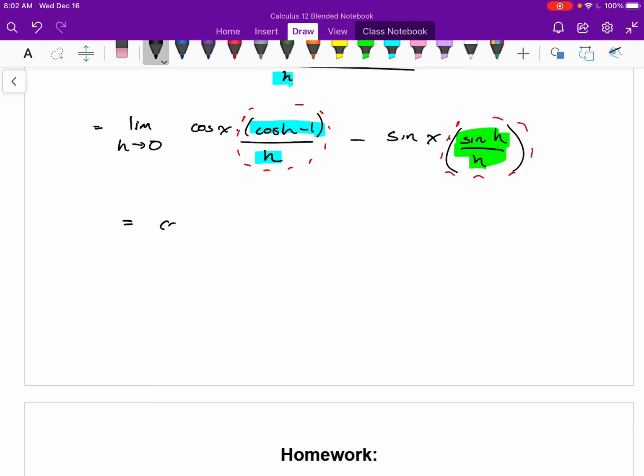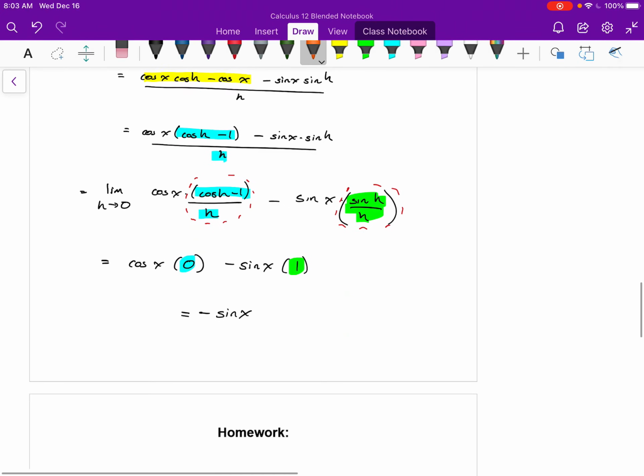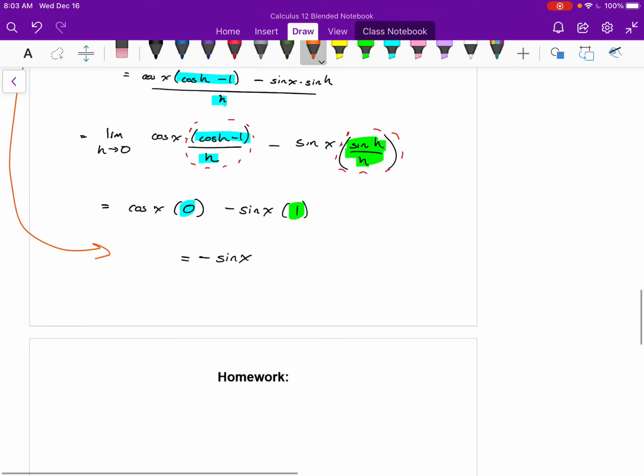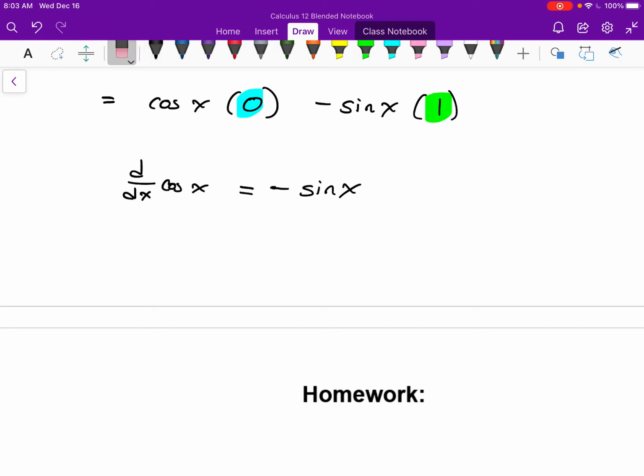And so what's left here? I have cos of x times 0. Okay, clearly that cos x is going to be gone. Minus the sine of x times 1. And so I can see this equals minus sine x. And remember, all this is the derivative of cosine. So now I can bring that down here, and I've proven that the derivative of cosine is minus sine x.